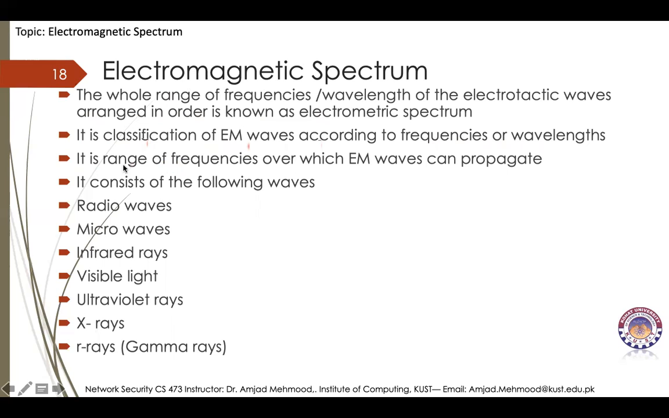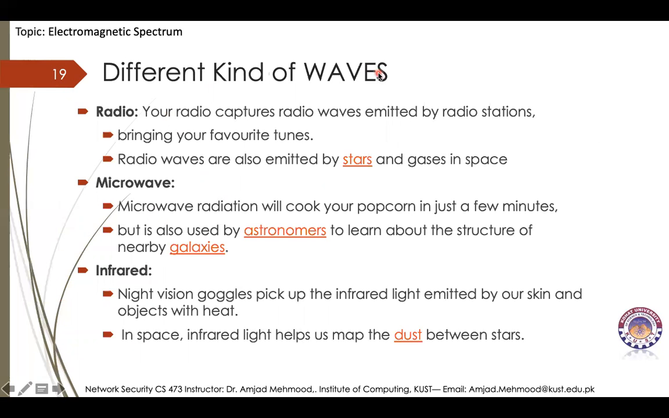It is the range of frequencies in which electromagnetic waves can propagate. It consists of the following waves. This is the sequence. You can see radio waves, microwaves, infrared waves, visible light, ultraviolet rays, X-rays, and gamma rays. So there are different kinds of waves available, like radio waves, as you know.